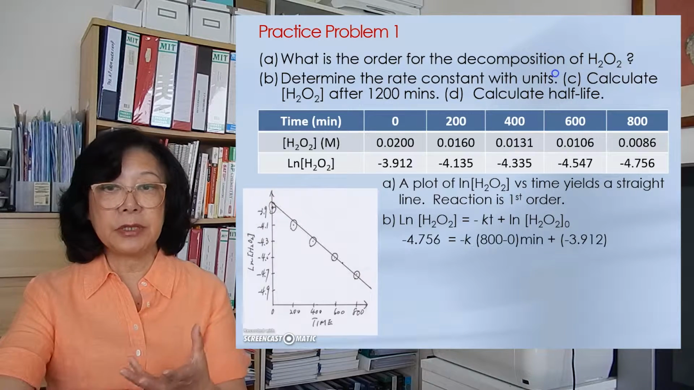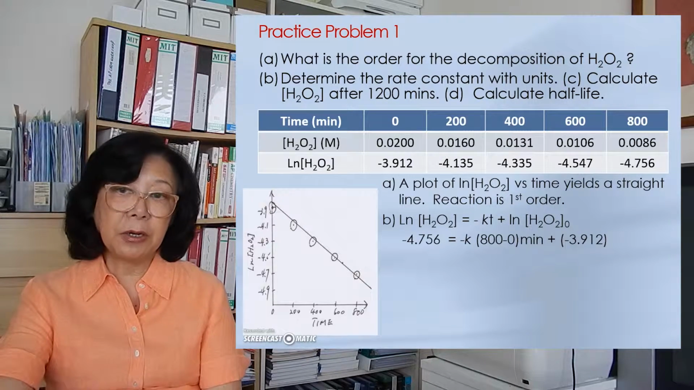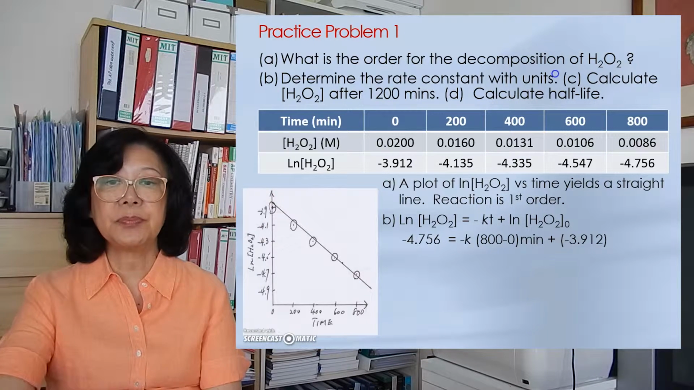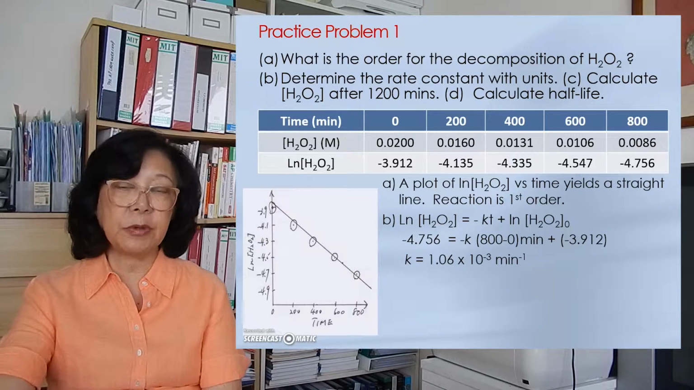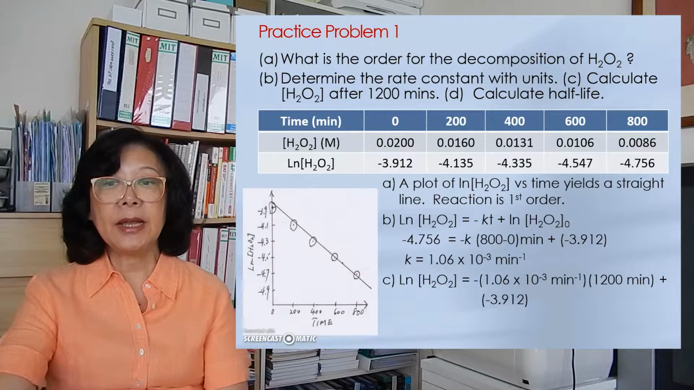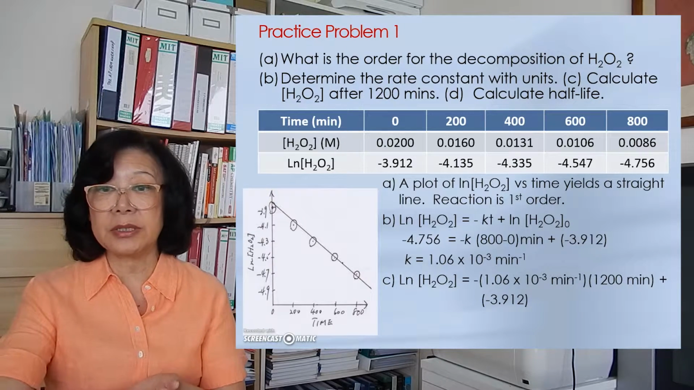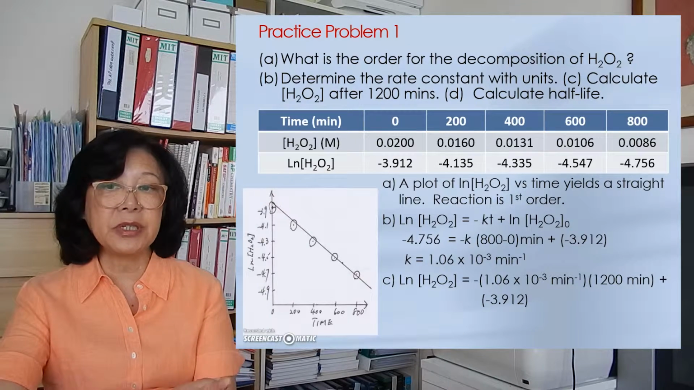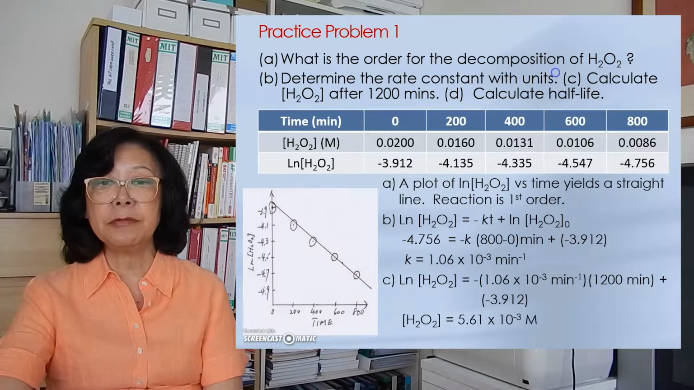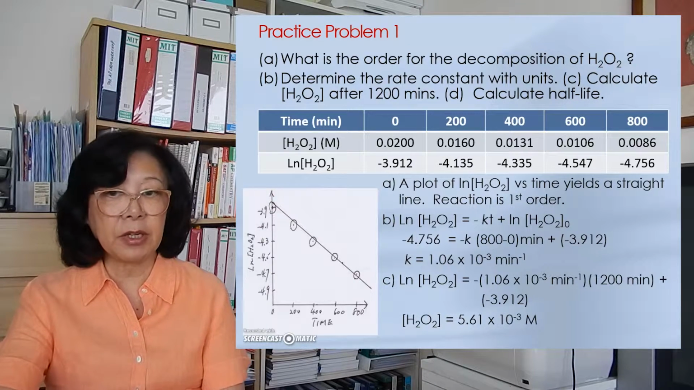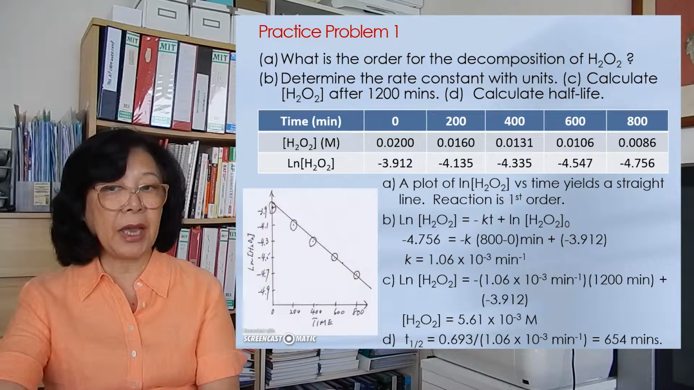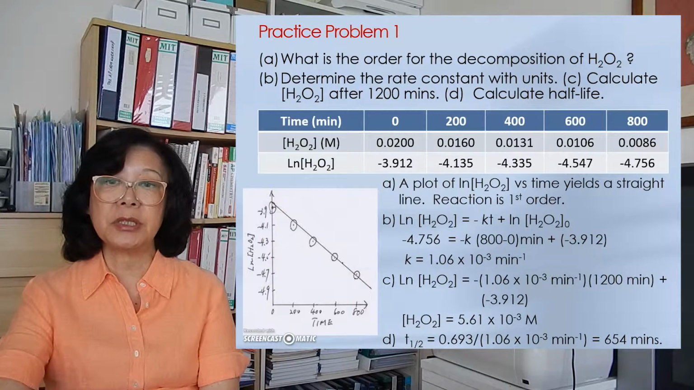Now, when we plug the numbers into the integrated rate law for the different concentration at time 0 and at 800 minutes, we can then calculate the rate constant to be 1.06 times 10 to the minus 3 per minute. And then now we want to calculate the concentration of hydrogen peroxide after 1200 minutes. We plug the numbers in with the rate constant, 1200 minutes, and the natural log of the concentration at time 0. We calculate it to be 5.61 times 10 to the minus 3 molar. And finally, the half-life is 0.693 over k, the rate constant, which is 654 minutes.